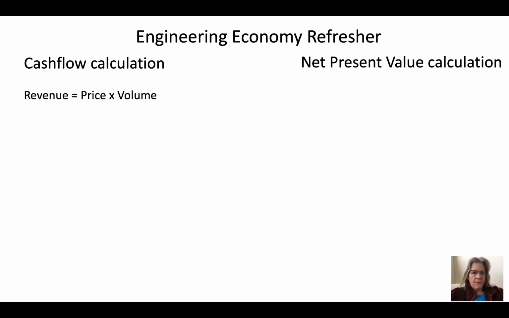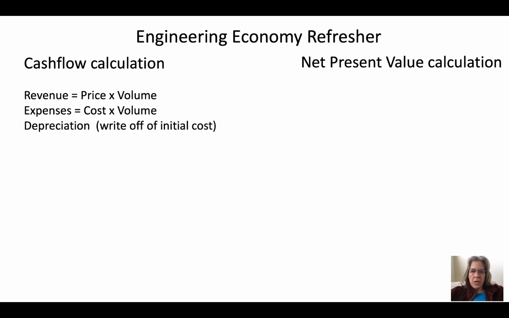So we first start with revenue, which is equal to price times volume. We subtract out costs, the expenses, which is the cost per unit times the volume. And then there might be other expenses like operating expenses that also need to be subtracted out. And then we take out depreciation, which is a write-off of the initial cost. You can't write off an investment in the year in which it occurs. You have to write it off over the time period of the investment. So that's what depreciation is.